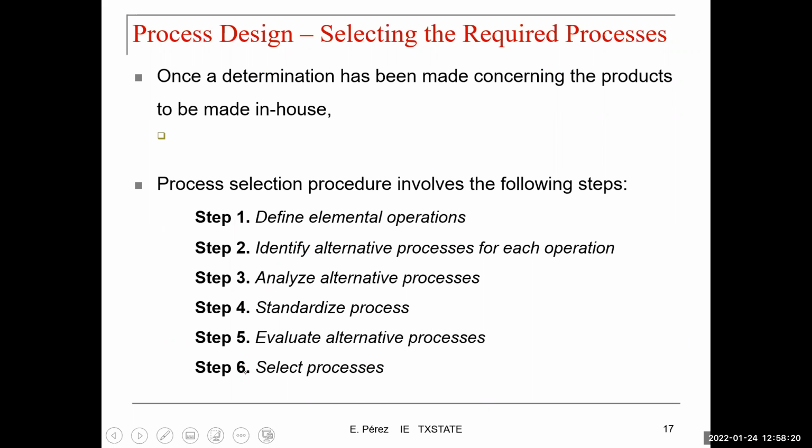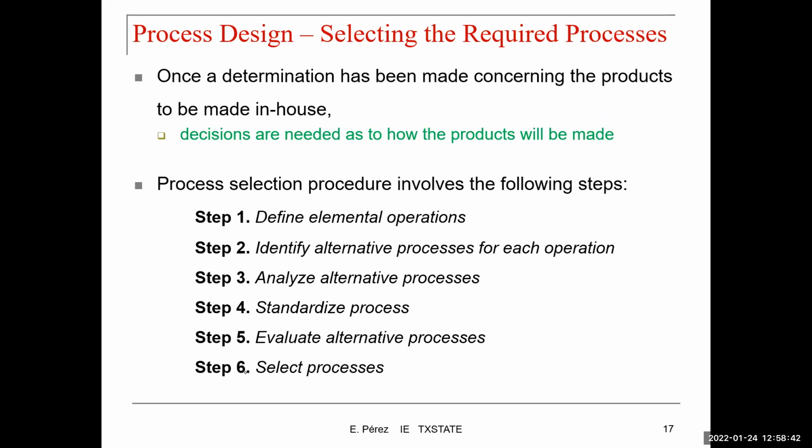Once a determination has been made concerning the products to be made in-house, decisions are needed as to how the products will be made. So this process selection procedure involves the following steps. Very elementary steps. We need to define the elemental operations. So what are the basic operations that are needed in order for you to come up with this final assembly?